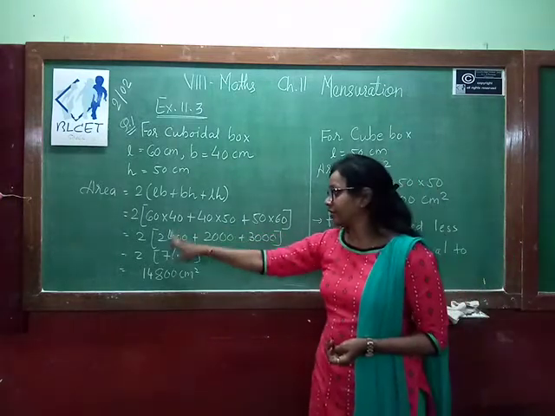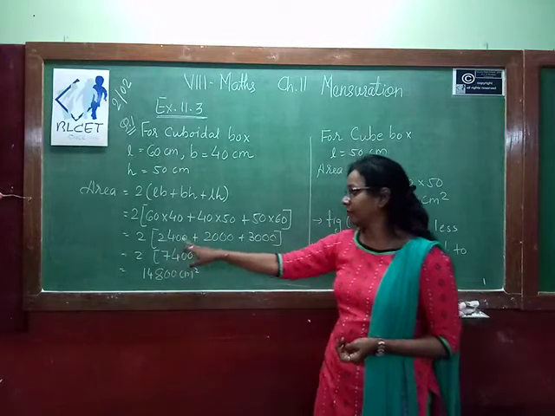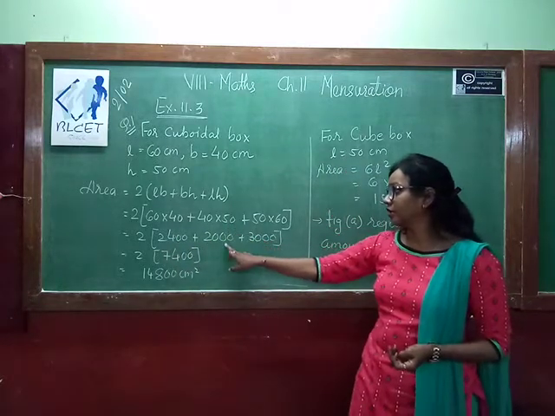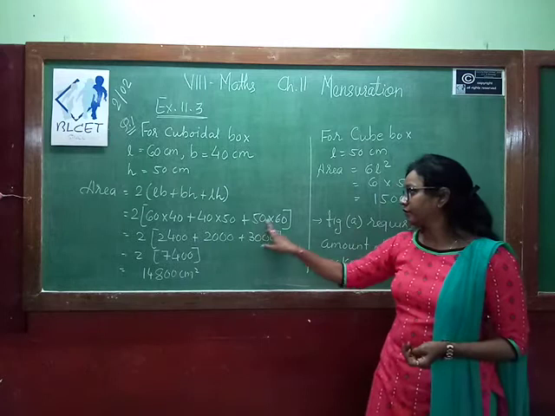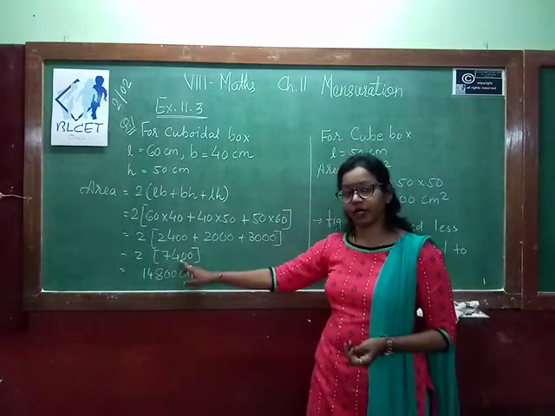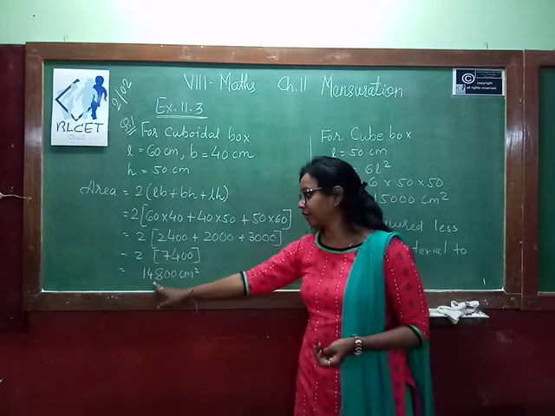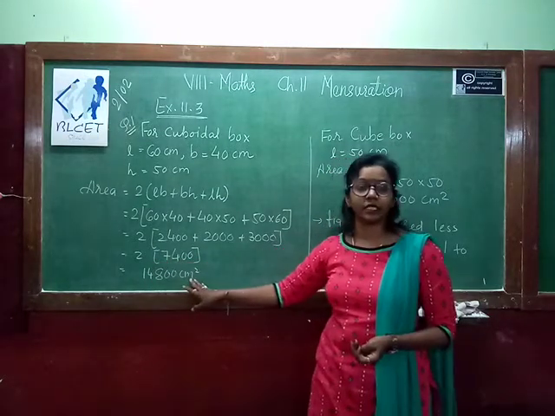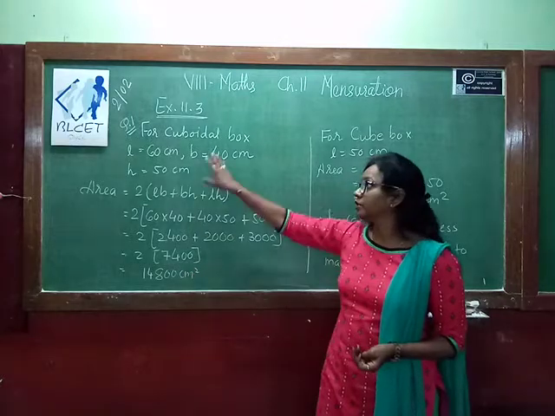Solve this. 6 4s are 24, so 60 into 40 is 2400. 40 into 50 is 2000. 50 into 60 is 3000. When you do the addition, you will get 7400. Do the multiplication with 2, you will get 14,800 centimeter square. So this is the area of this cuboidal box.